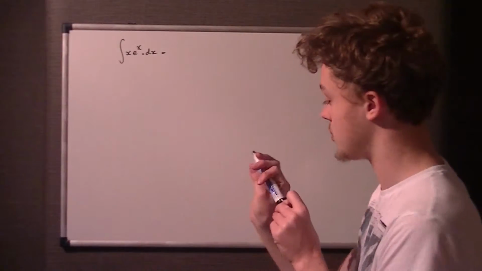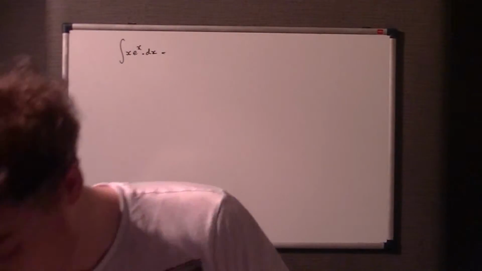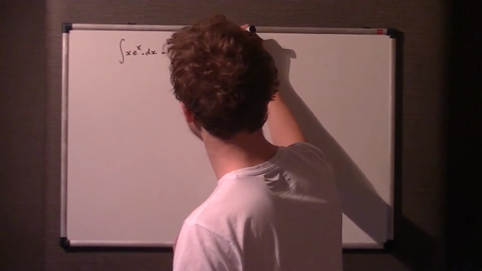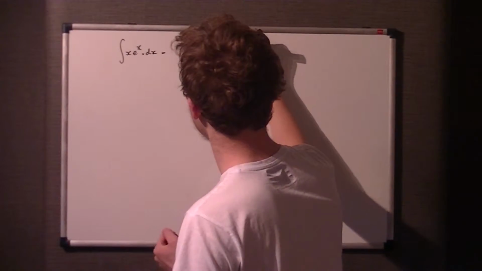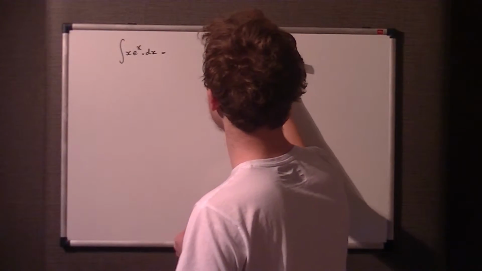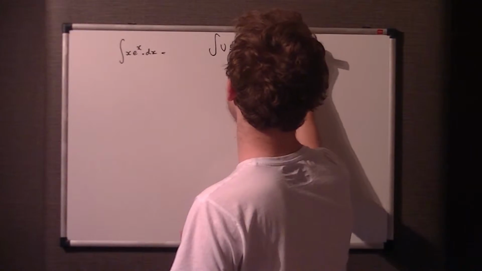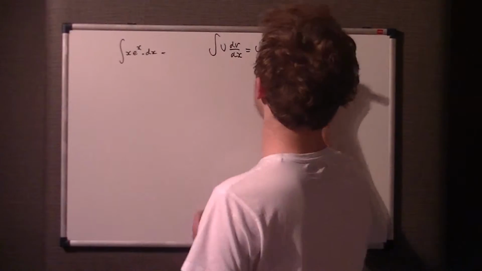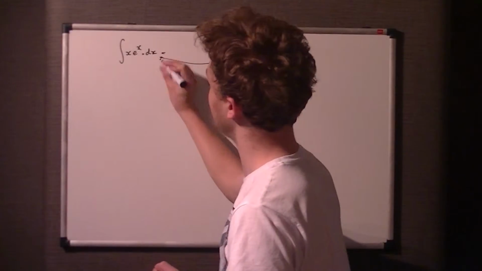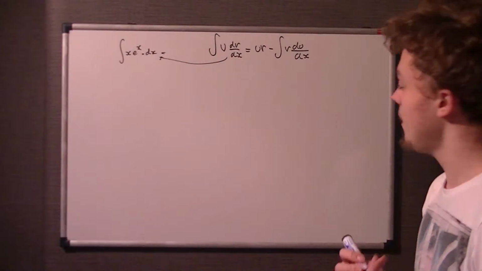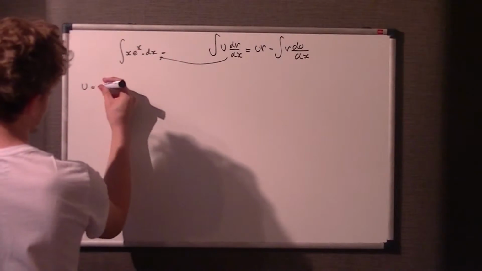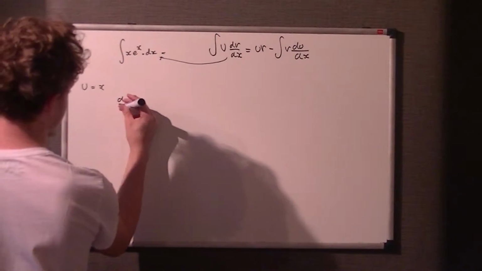Now the first thing I do with these questions, whenever we're asked to integrate something and there's a rule behind it, I'll write out the rule, okay? And the rule is the integral of u dv/dx is equal to uv take the integral of v du/dx. Okay, so we correspond this with what we're currently given. So therefore u must be x, and dv/dx must be e to the x.